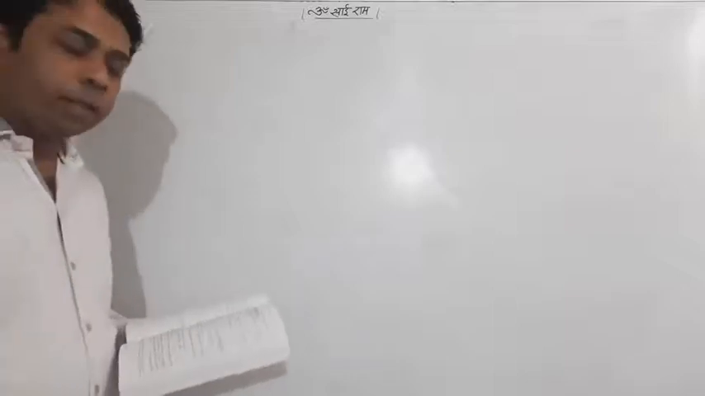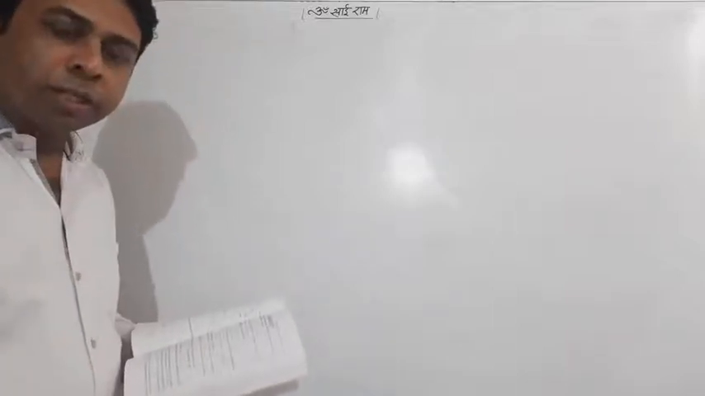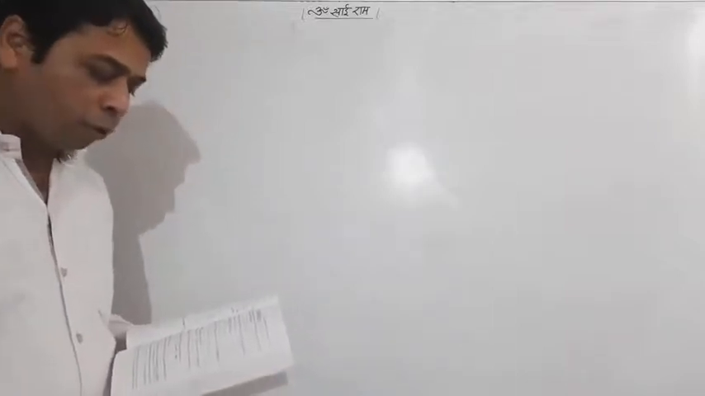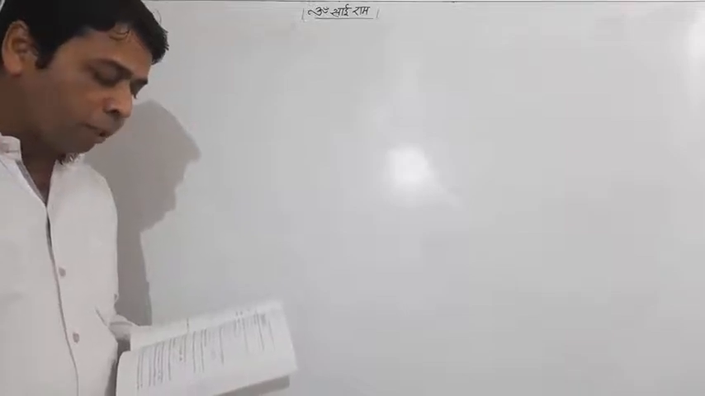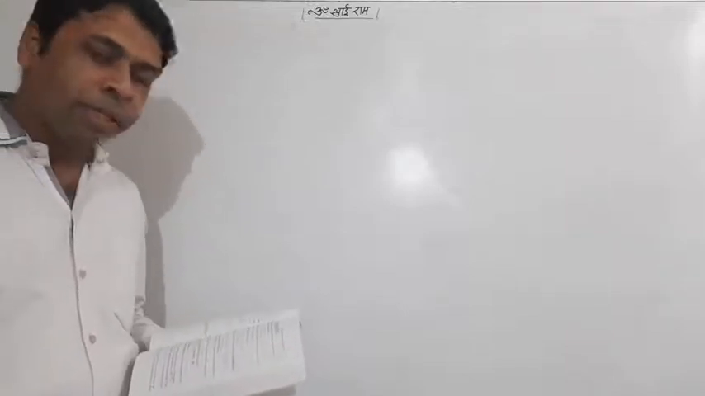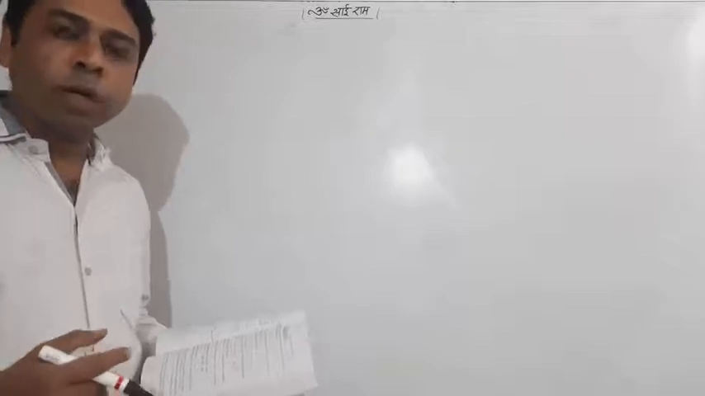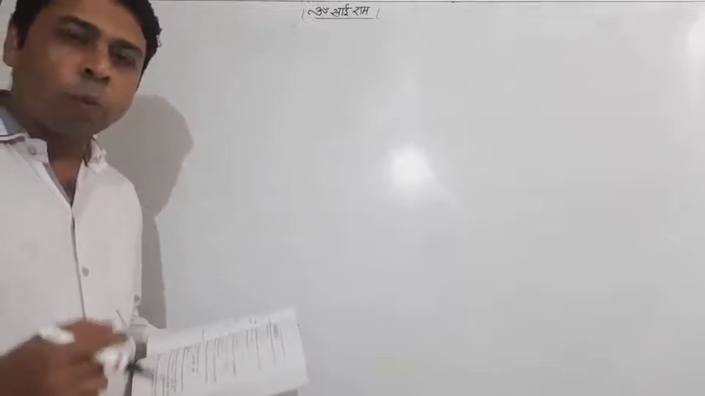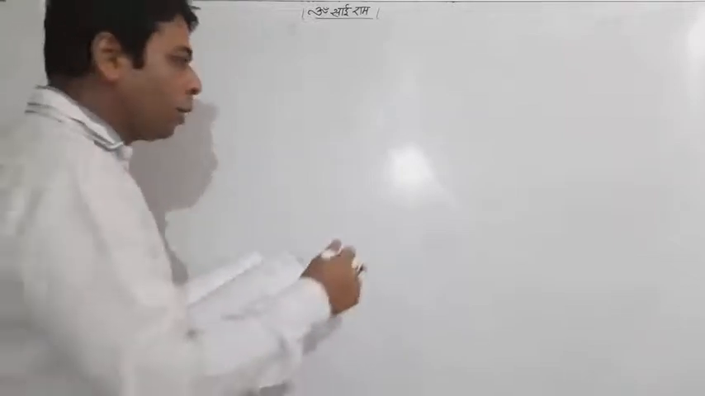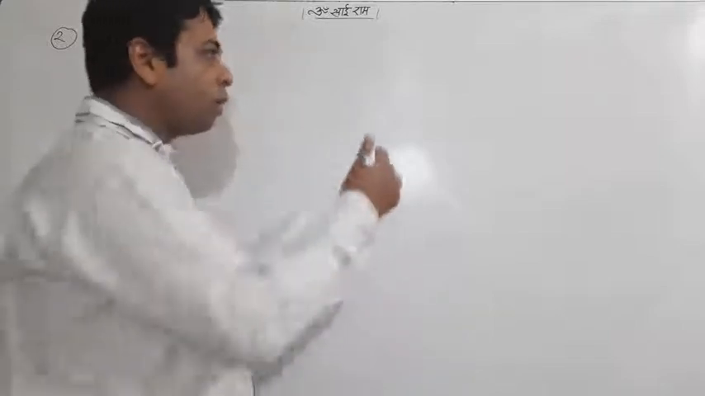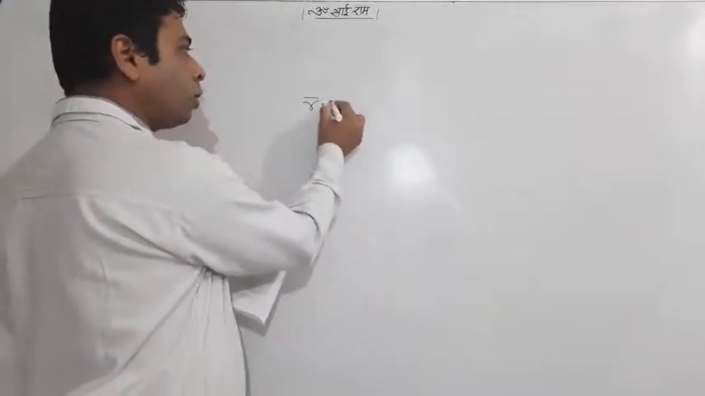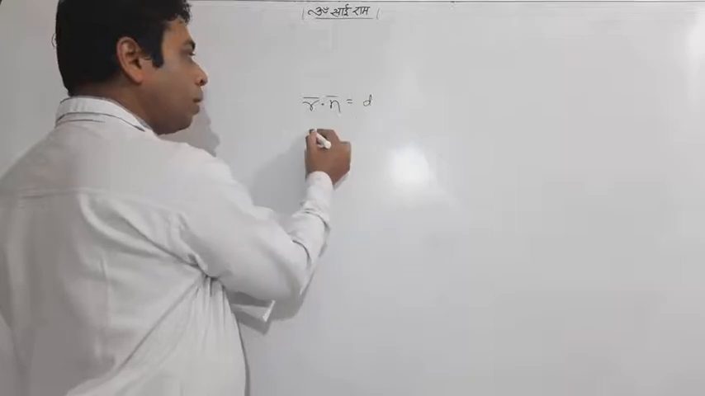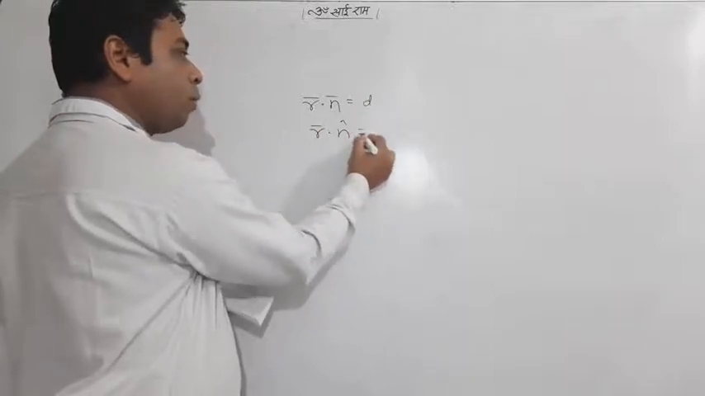find the vector equation of the plane which is at a distance of 7 units from the origin point and whose normal is 3i plus 5j minus 6k. Now try to recall the concept. What is the equation of a plane? If the vector form is given, we can go with r dot n equal to d, r dot n cap equal to d.